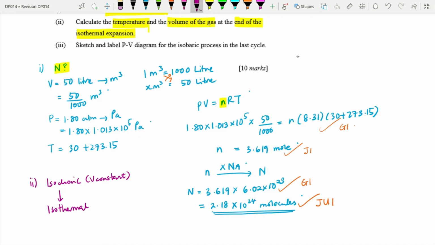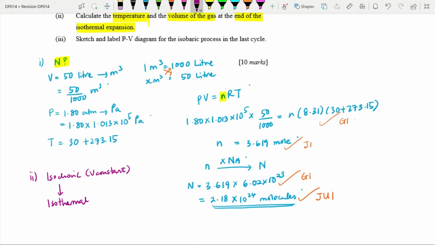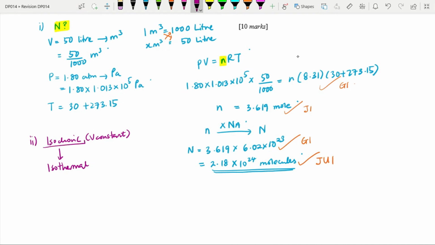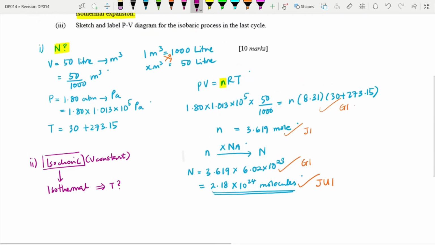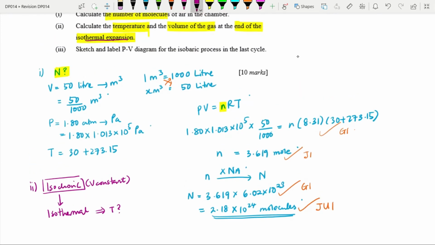Apa Charles law? No, Gay-Lussac law. Sorry, Gay-Lussac law. Okay, so kita akan apply Gay-Lussac law. Bila kita nak temperature di sini, dia minta temperature at the end of isothermal punya proses, at the end of isothermal expansion.